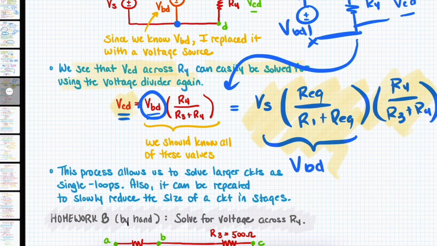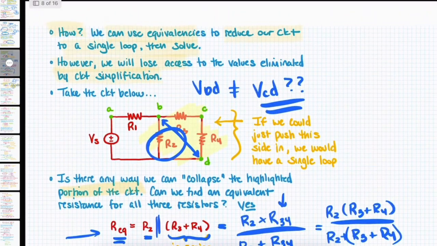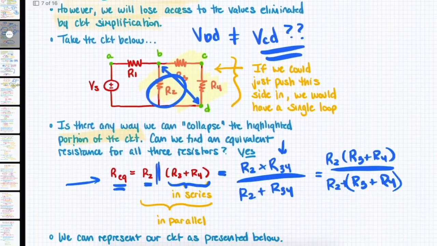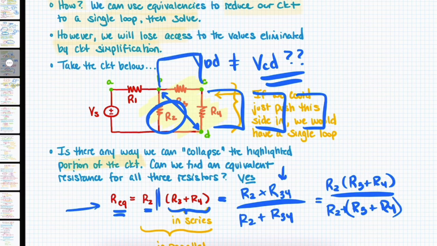So that's the general process, though: this accordion-like sort of movement, where we're taking larger circuits, which may go off in multiple directions, and we're pushing it down, collapsing it down to a single loop.